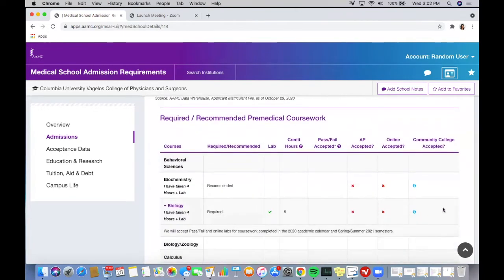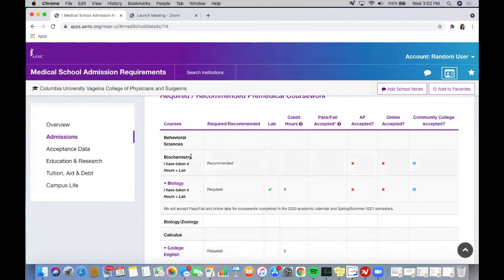Then you will see what the requirements are. And as you can see, whatever you enter under your coursework is going to pop up under these courses in each of these profiles to give you a sense of whether or not you have met those requirements. Okay, so biology, I've only taken 4 hours and I need 8 credit hours, so I haven't fulfilled that requirement. Biochem is recommended, right? So that's why there's no check mark here, because it's not a required course for Columbia.